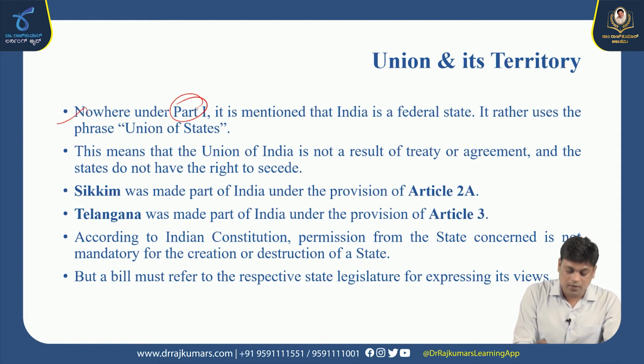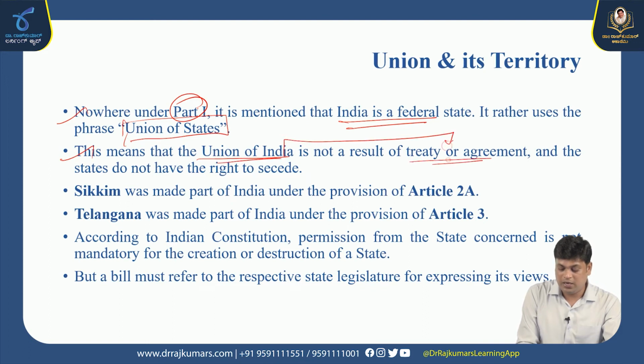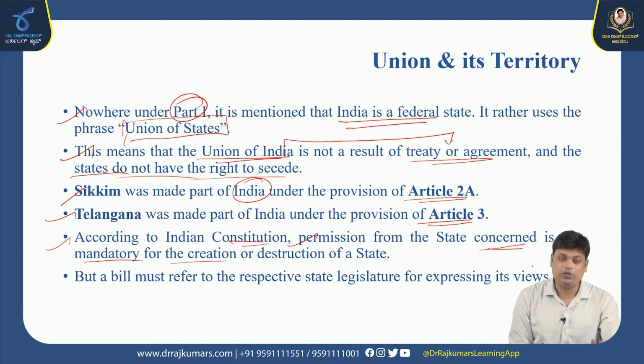So Part 1 mentions that India is a federal state, rather than using a union of states. This means the Union of India is not a result of a treaty or agreement, because Indian states do not have the right to secede. So we call India a federal state. Sikkim was made a part of India under Article 2A, and Telangana was made a part of India under the provision of Article 3, creating new states. According to the Indian Constitution, permission from the state concerned is not mandatory for creation or destruction of a state.